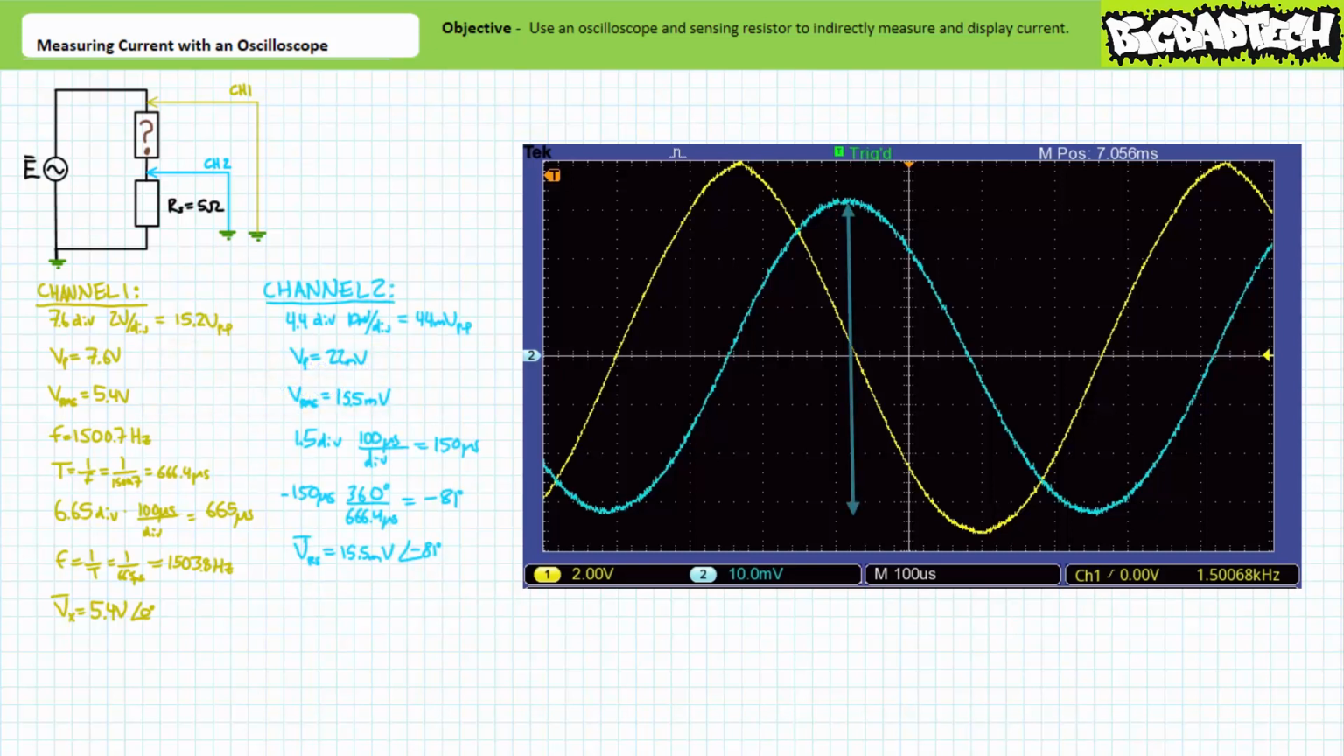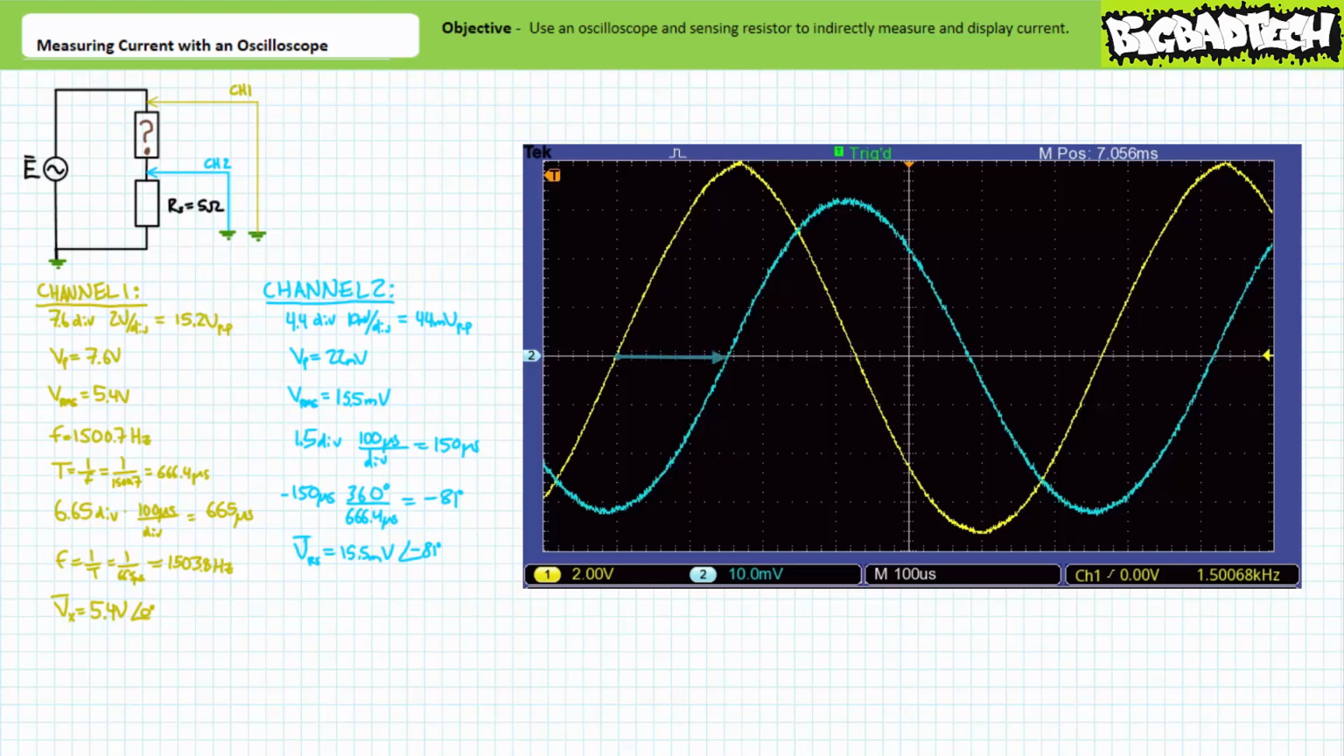It looks like the voltage waveform on channel 2 has a peak-to-peak span of roughly 4.4 divisions. At a vertical sensitivity of 10 millivolts per division, this corresponds to a peak-to-peak value of roughly 44 millivolts. A 44 millivolt peak-to-peak value would correspond to a peak value of 22 millivolts. A 22 millivolt peak value would correspond to an effective value of approximately 15.5 millivolts.